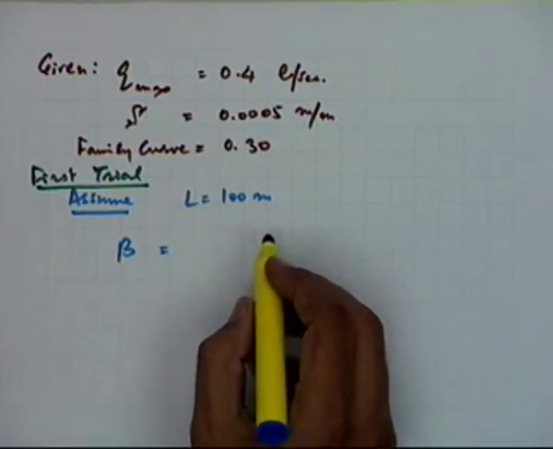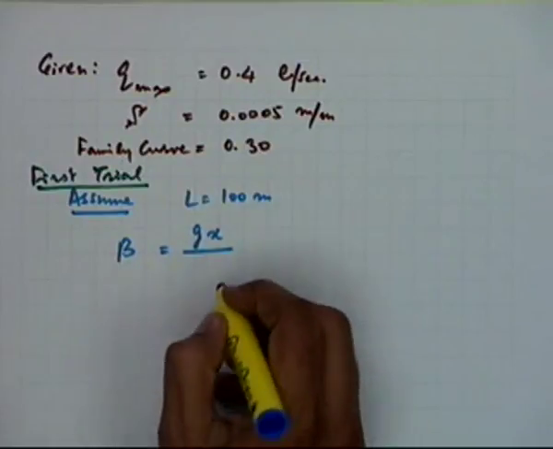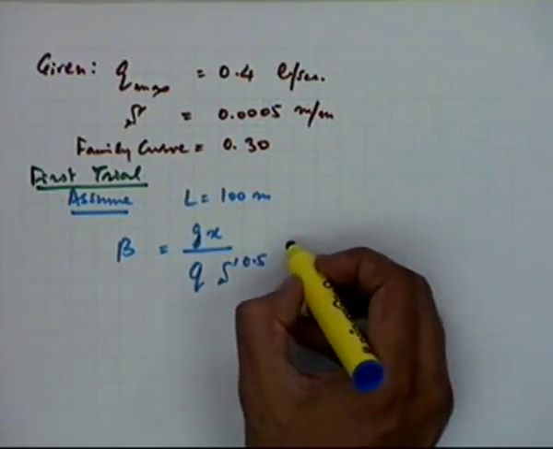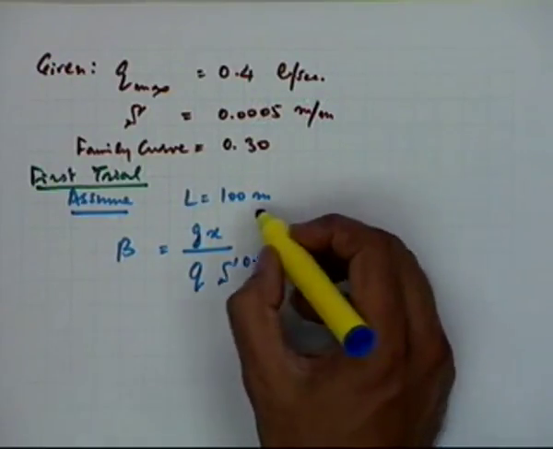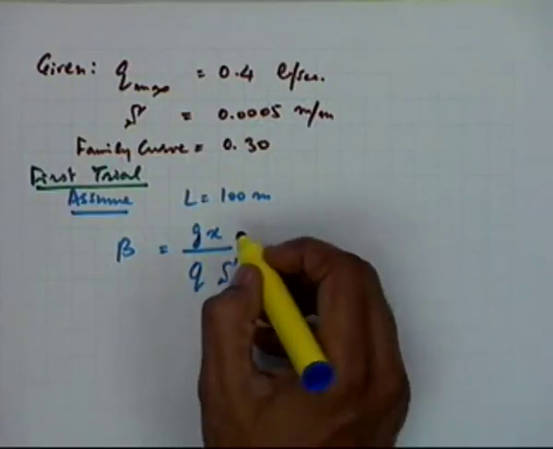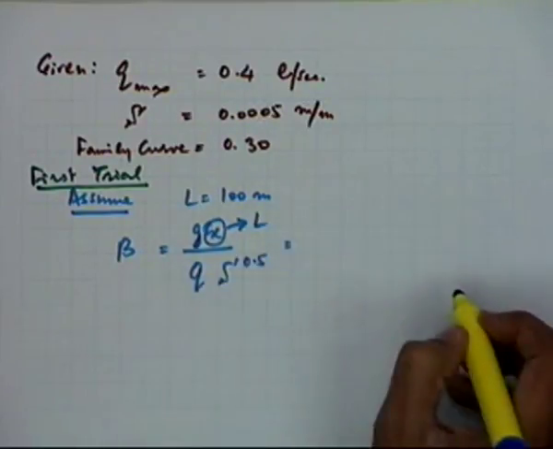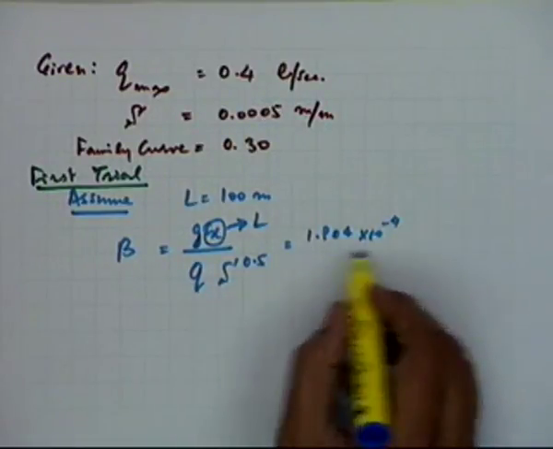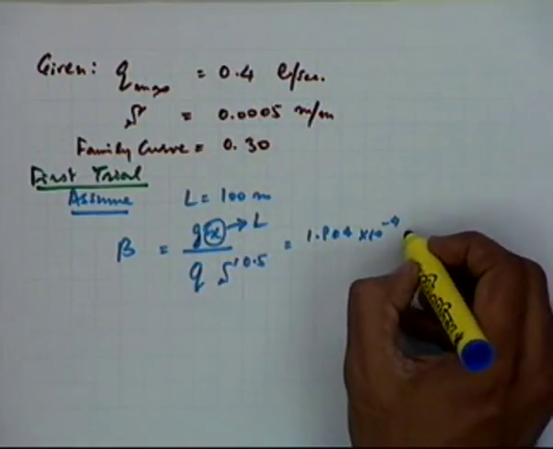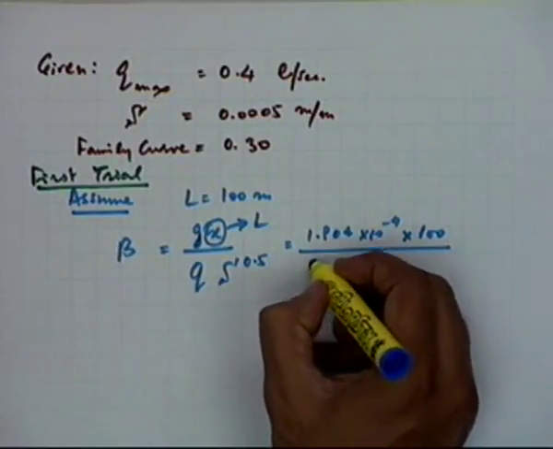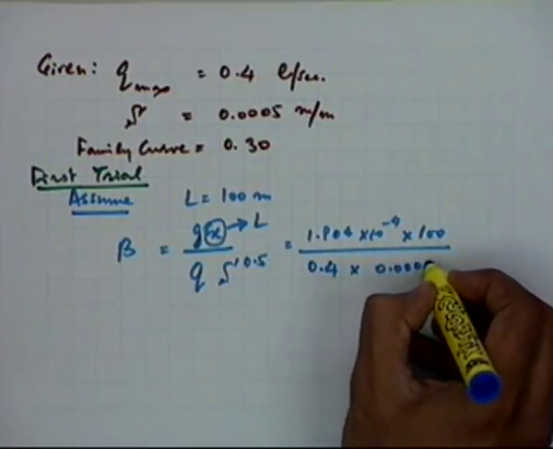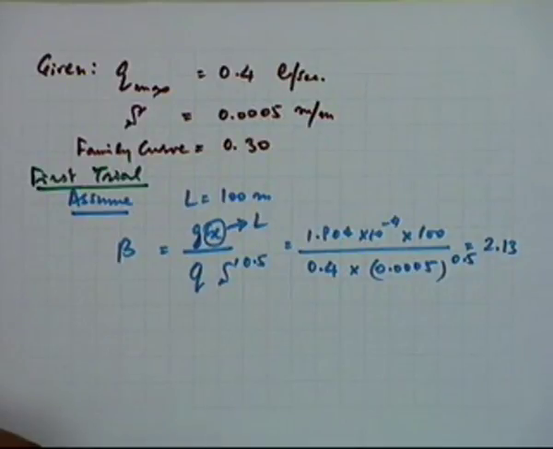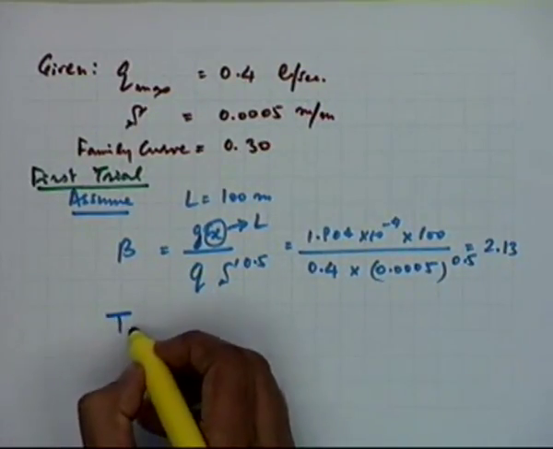You can evaluate beta, since we know the values of all these parameters. G is known, since the family curve is known, and X is 100 meters, that's what we have taken as the length. So X is basically the length of the field considered. That's the value of G with respect to the family curve into 100 meters, and Q is known to be 0.4 liters per second, 0.005 to the power 0.5, and this is 2.13. Now with this beta, you can find out the advance time.